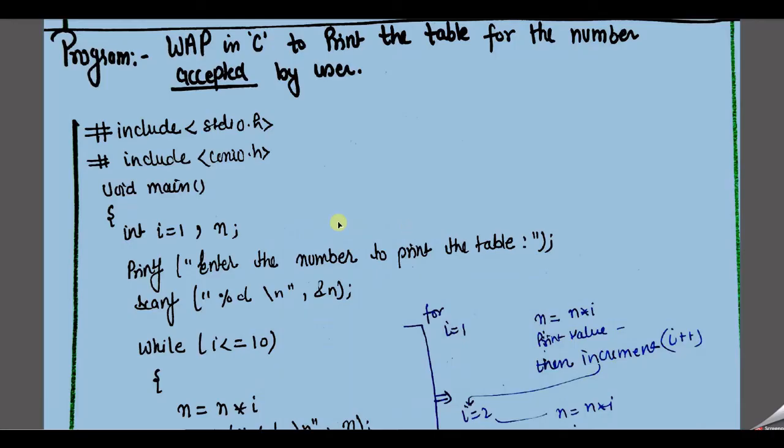So let's take another example, another program which is written with the help of a while loop. So what is the task? The given task is to write a program in C to print the table for a number accepted from the user. That means a user can give you a number and you need to write a program to print the table of that number which is accepted from the user. That means the user can give any number. Don't think only about values less than 10 and so on.